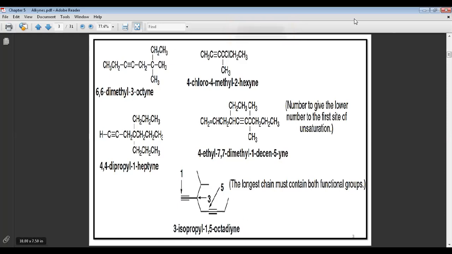For this slide, students, draw the structure, don't look at the names, and try to give the name for the structure and compare your answer with these names. You can see whether it is exactly like these names or whether there is some difference. And be careful, students, about the comma and the hyphen here. Be careful about the comma and the hyphen. It is so important.